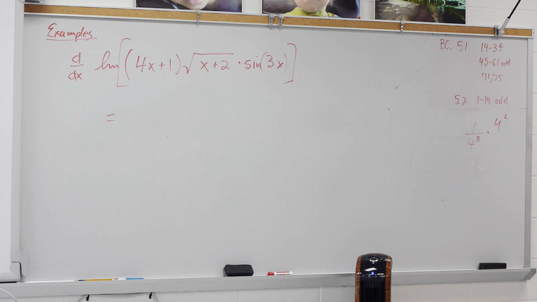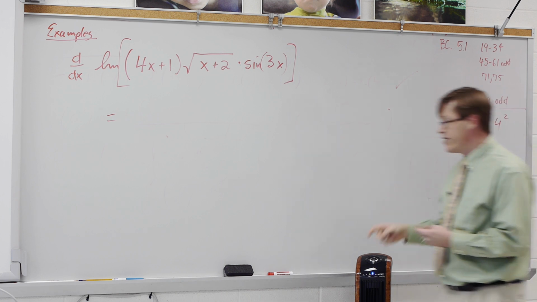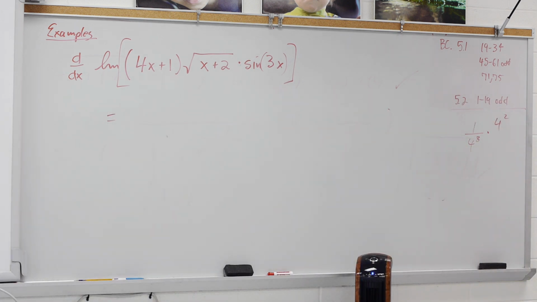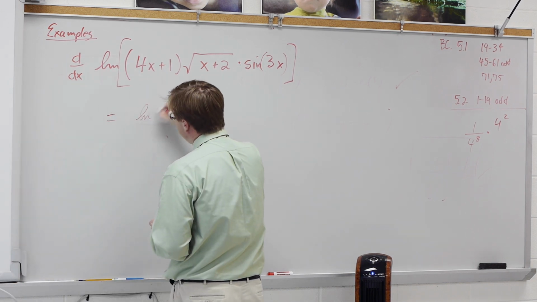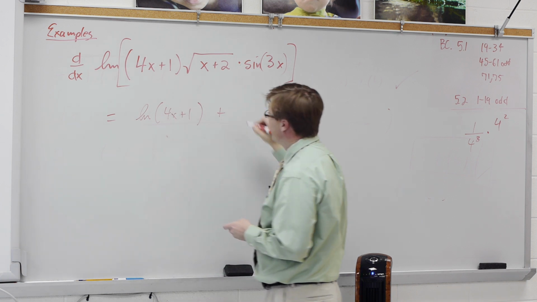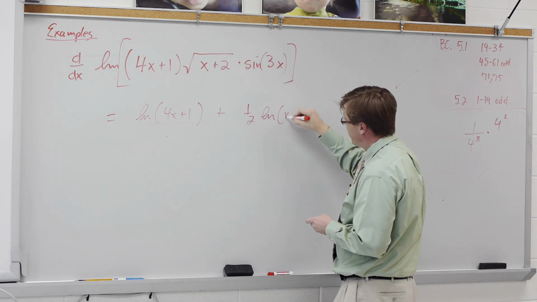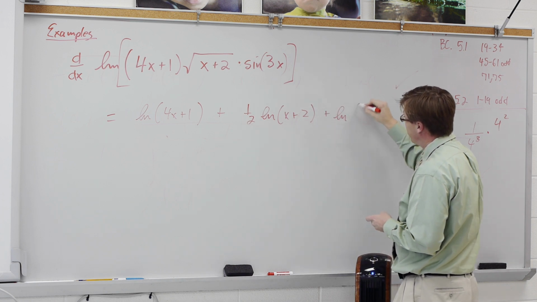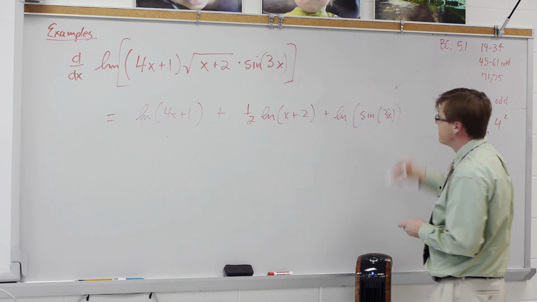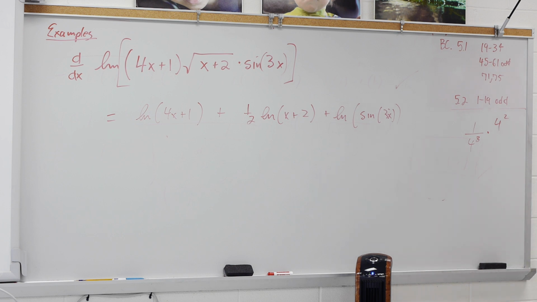Separate it. And that review sheet that you did the day that I was sick had a lot of this kind of ln stuff on it. So I'm going to separate the product into this. Just using the properties of natural log, I can write this as ln of 4x plus 1, plus 1/2 of ln of x plus 2, plus ln of sine of 3x.